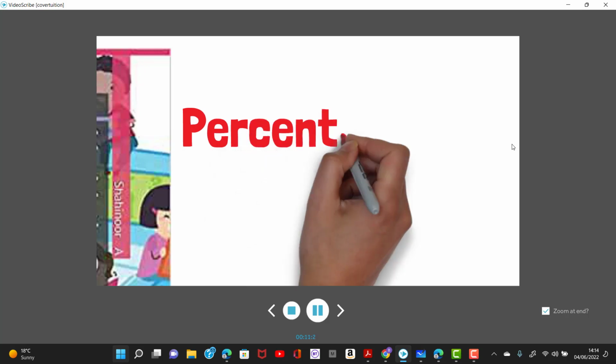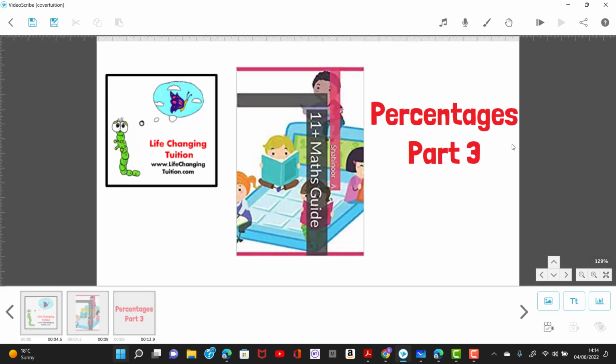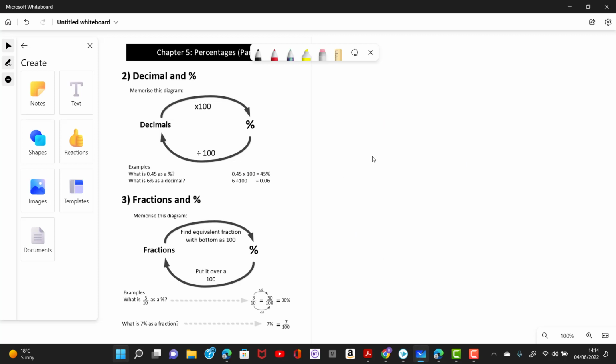Today we're going to be covering decimals, fractions and percentages, and how to convert between them. So let's jump straight to our whiteboard. The first thing we're going to do is how to convert decimals and percentages. This diagram is really important, so I need you to copy it down and memorize it.